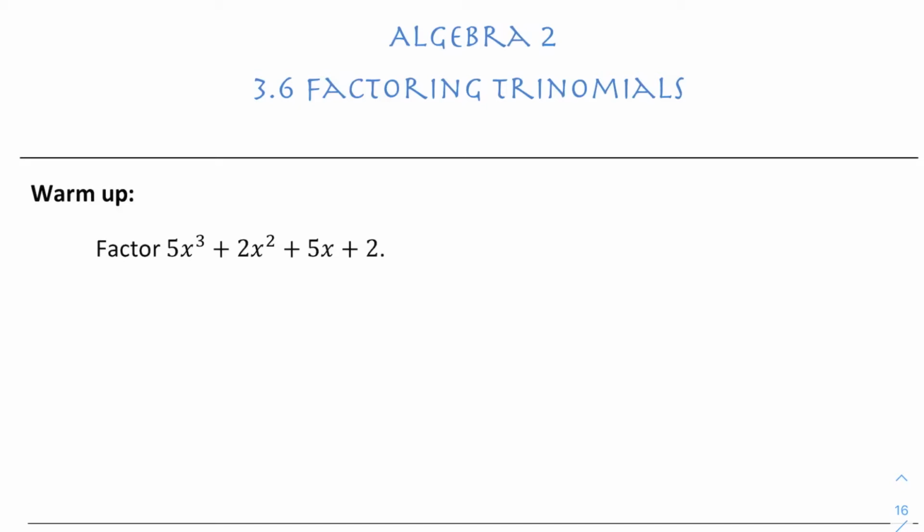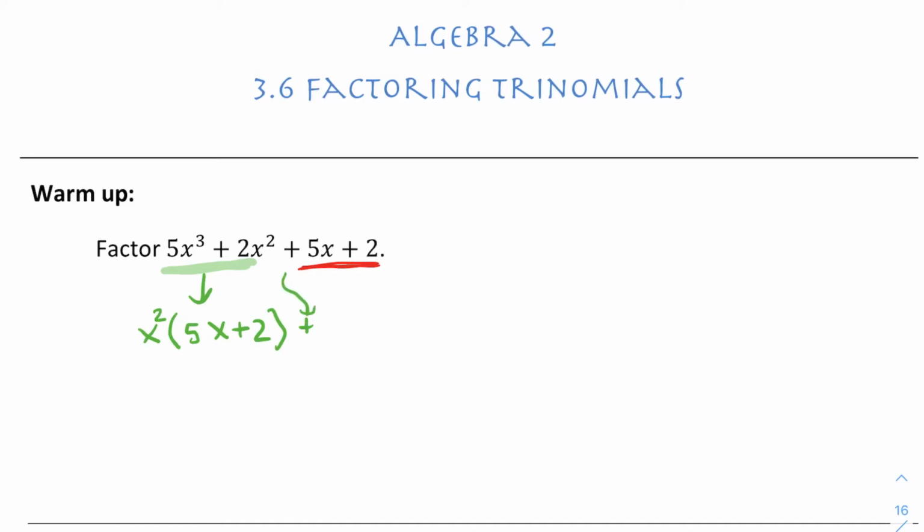Let's run through this warm up real quick because it's pretty similar to one of the methods we're going to use today. So we have four terms. The first two share a common factor of x squared. So I'm going to factor that out, which would leave me with 5x plus 2.